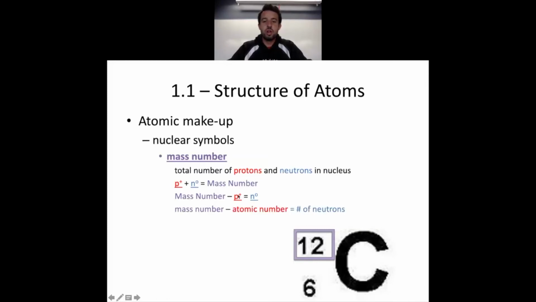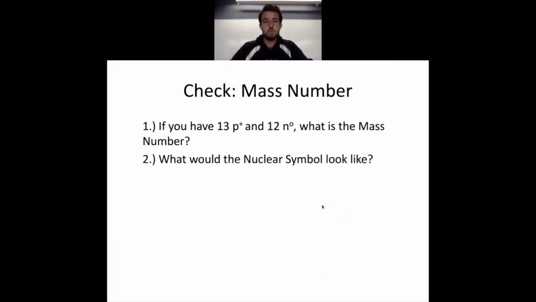Oh, and then remember, the number of protons is the same as your atomic number. So you could substitute P plus for atomic number, and then you'd get the number of neutrons as well. Either way, we will either give you the mass number or you'll have to figure it out. So we'll either tell you the number of protons and neutrons, and then you'll have to calculate it, or we'll just give it to you, and then we'll ask you to find the number of neutrons, for example.